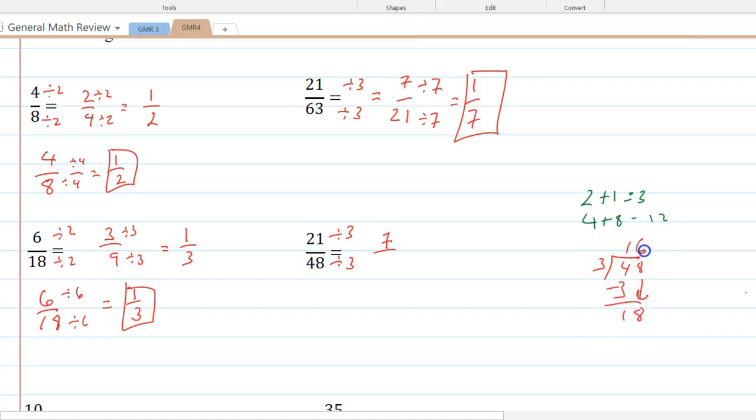3 goes in 18 6 times. That leaves me with 7 over 16. 7 and 16, there's no numbers that go into both of them, so I am finished with that problem.